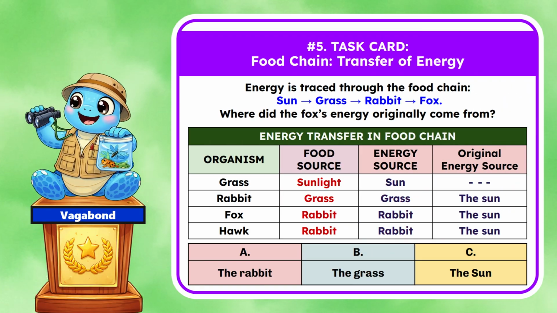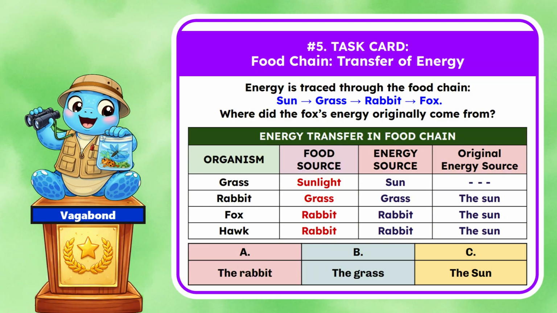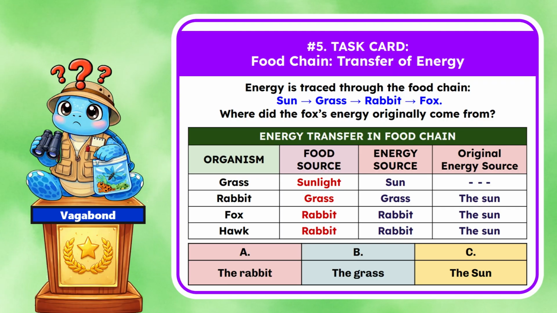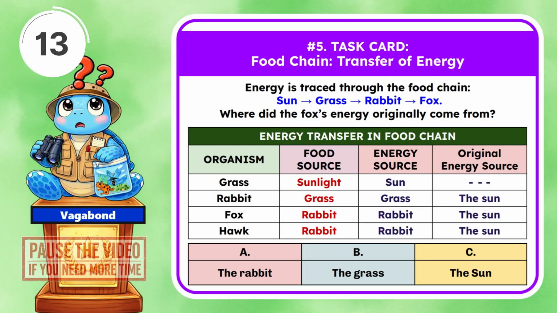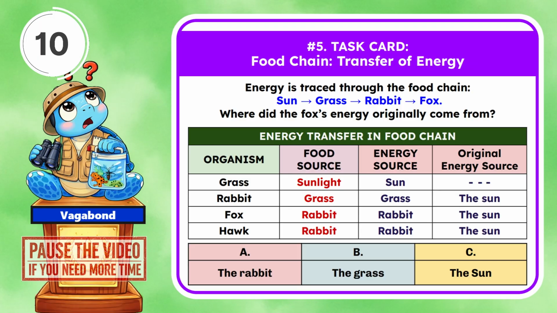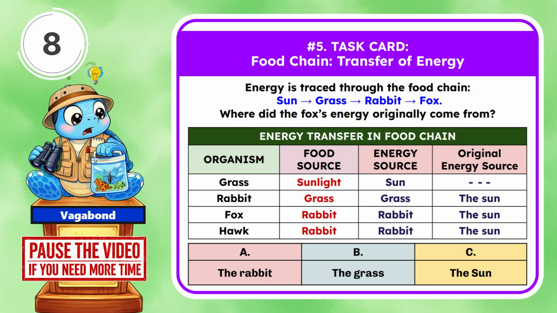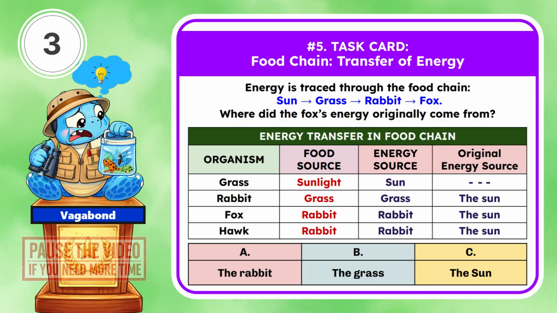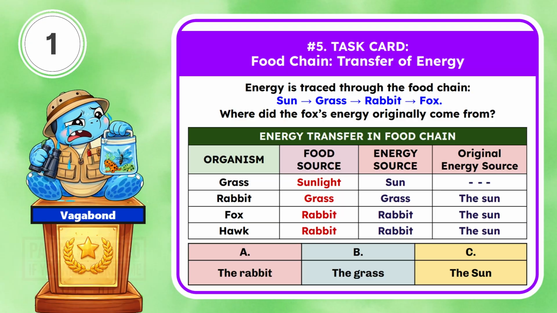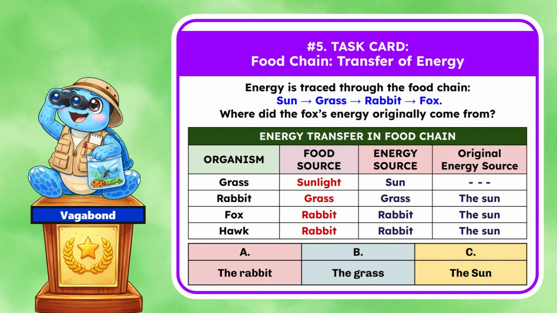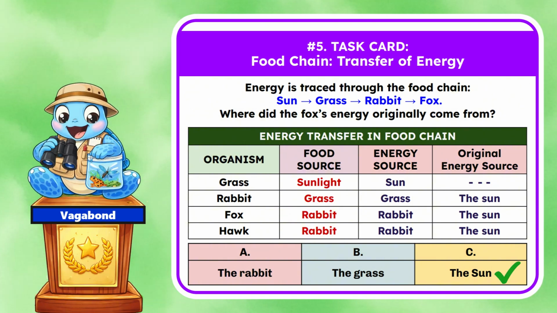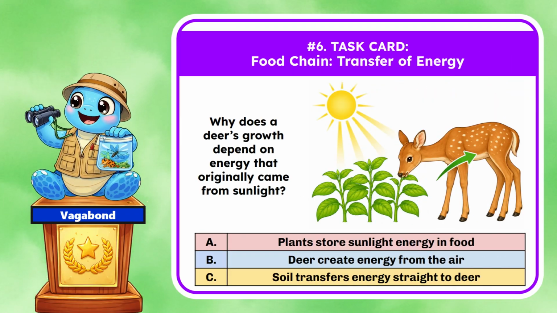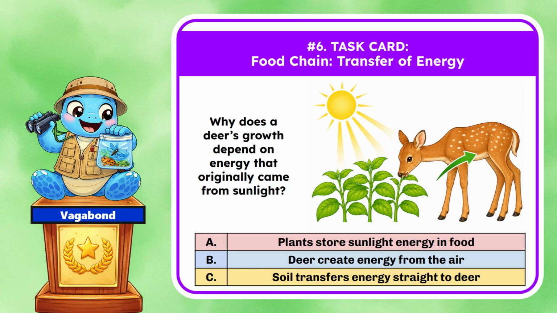Energy is traced through the food chain. Sun gives grass, gives rabbit, gives fox. Where did the fox's energy originally come from? And the correct answer is letter C, the sun. Why does a deer's growth depend on energy that originally came from sunlight?